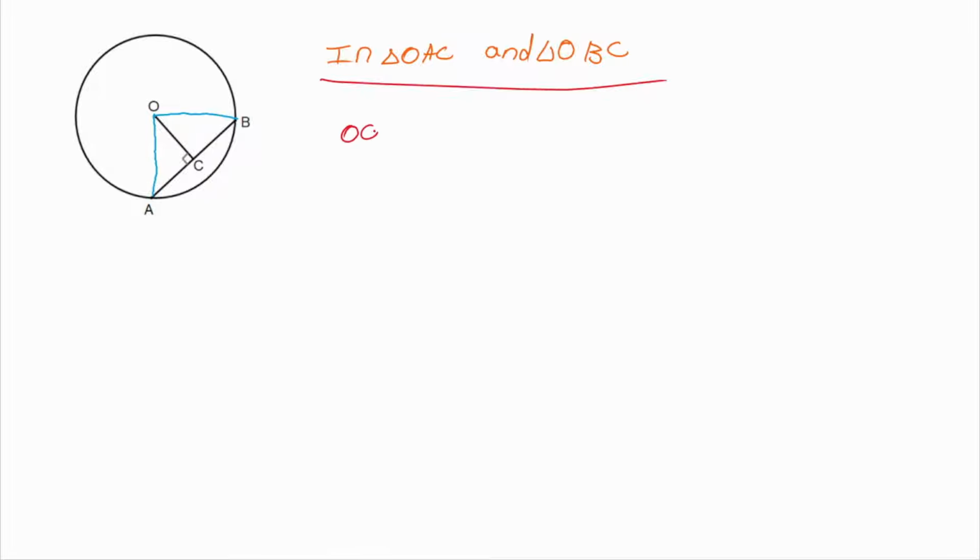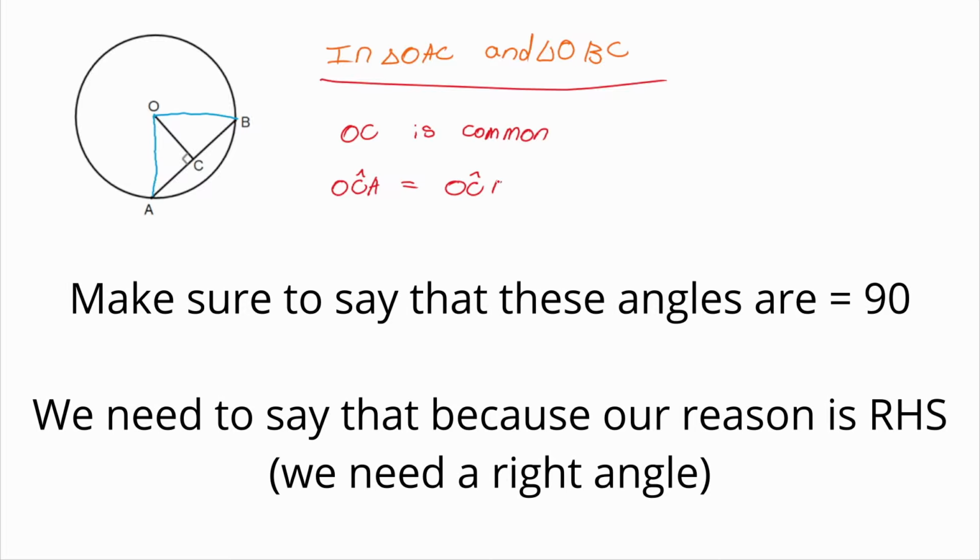Well, we have OC is common. It's a common side. All right, OC is a common side, and then we have that angle OCA is equal to angle OCB, and that was essentially given, right? Because if this is 90, that's going to be 90.